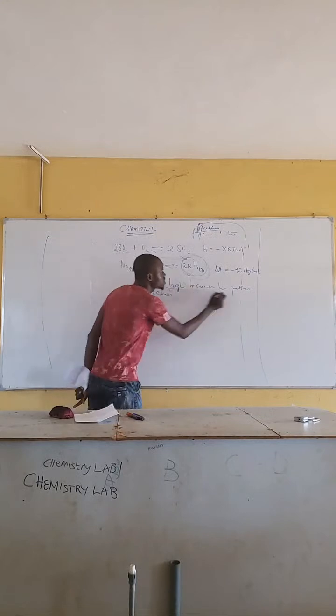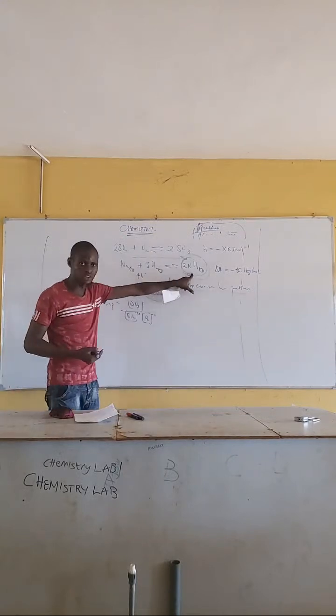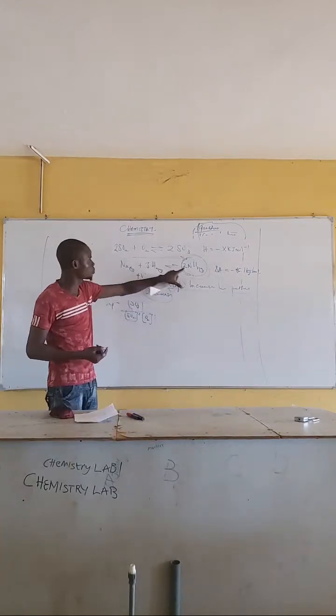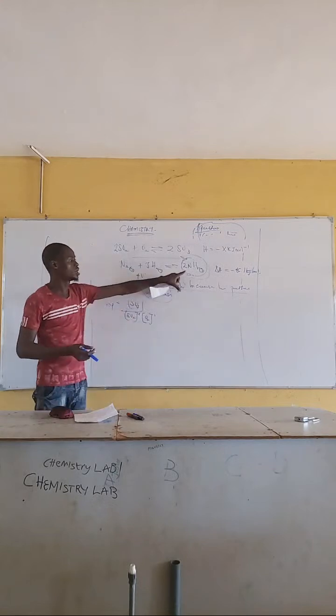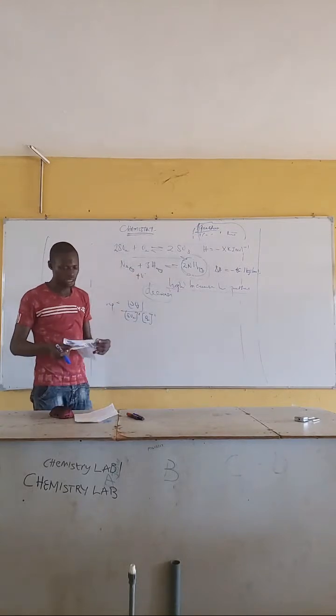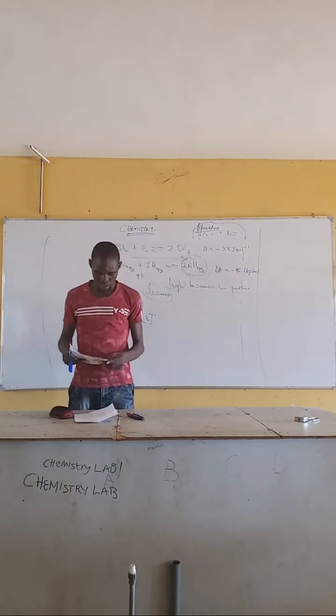and to increase the pressure. So when the pressure is increased, it will produce more of this, and when we reduce the temperature, it will also produce more of this. That is the only way that we can increase the yield of ammonia.